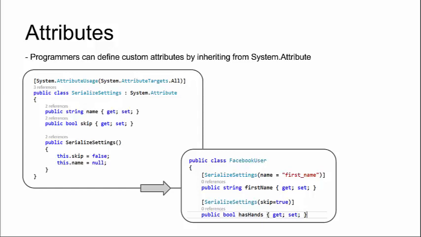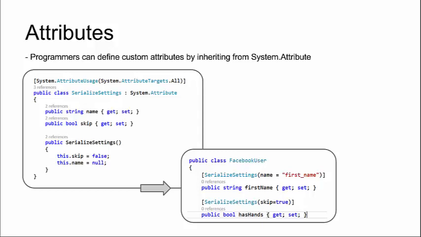So we can then use that from the serializer to be able to get that and serialize it properly, even though the name mismatch. Then down here we have an extra field we put on there. We has hands. I don't know what that means, but it's an extra field we have there. And we've set it to skip equals true. That means we should not try to serialize it because there's nothing there to serialize.